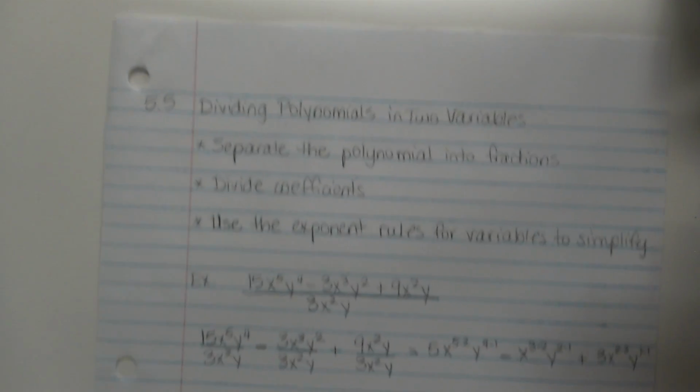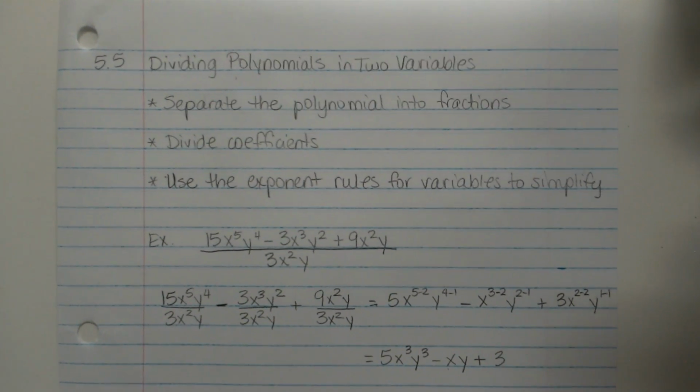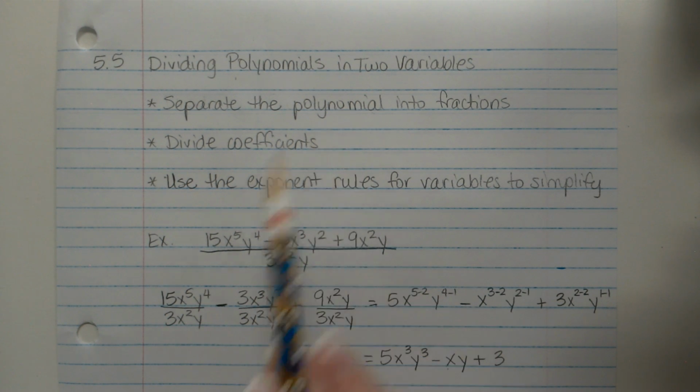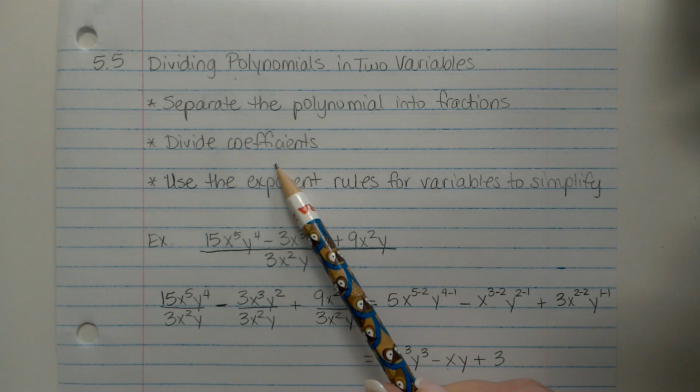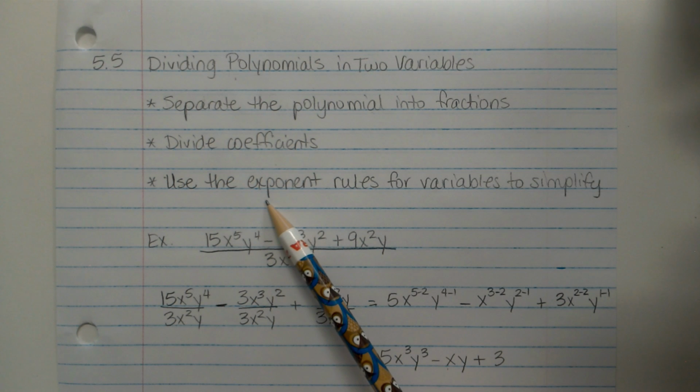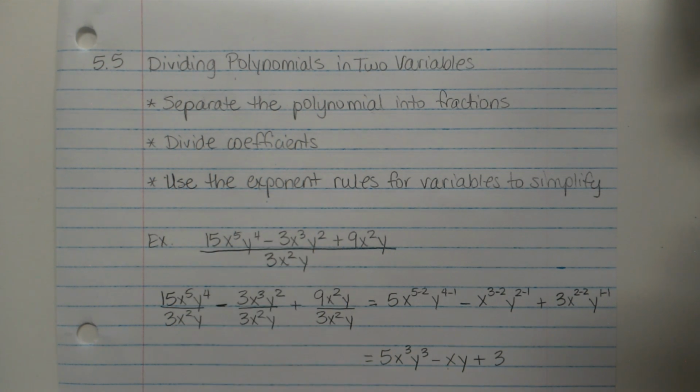Okay, last thing in this section that we want to talk about is how to divide polynomials that have multiple variables in them, 2 variables or more. So first you separate it into fractions just like we did a moment ago. Divide the coefficients, then use the exponent rules to simplify the variables.